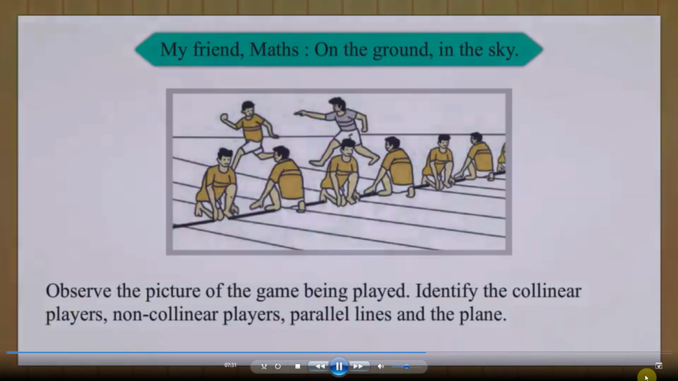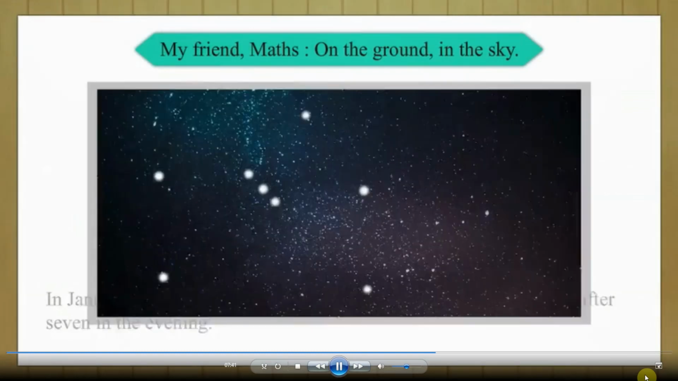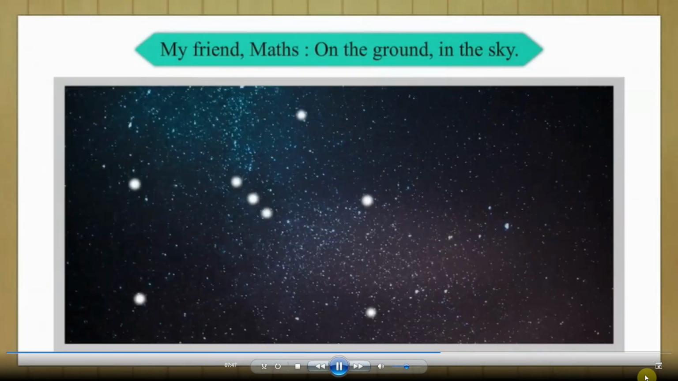In January, we can see the constellation of Orion in the eastern sky after 7 in the evening. Then, it moves up slowly in the sky. Can you see the 3 collinear stars in the constellation? Do you also see a bright star on the same line some distance away?